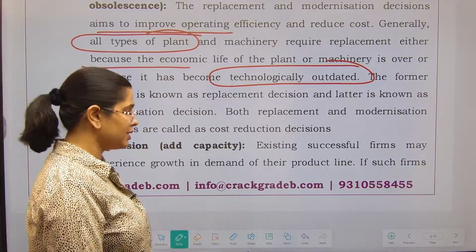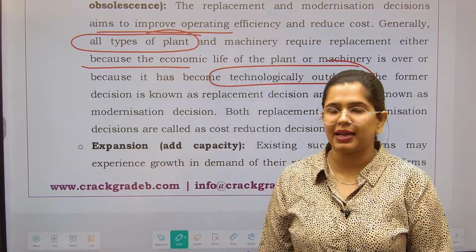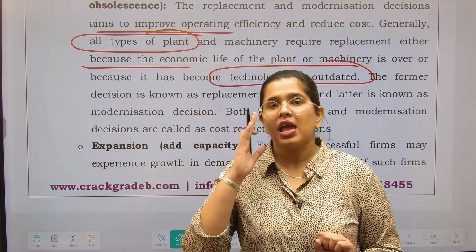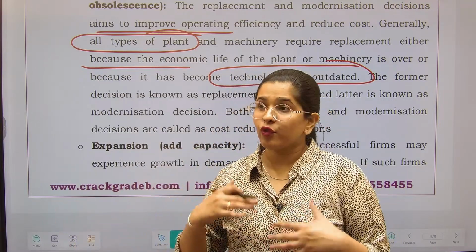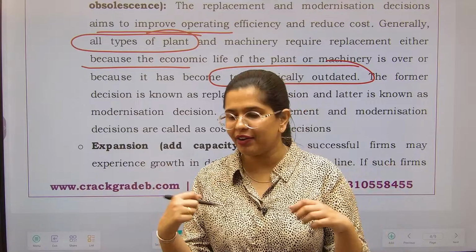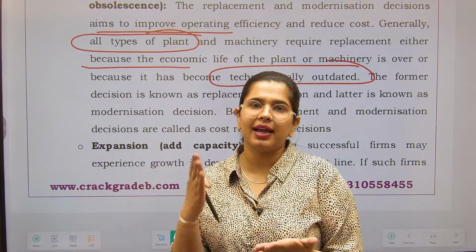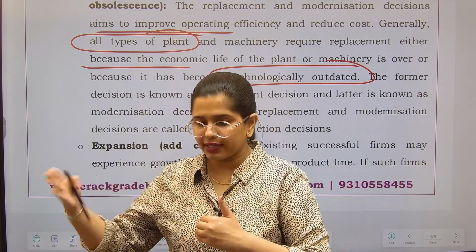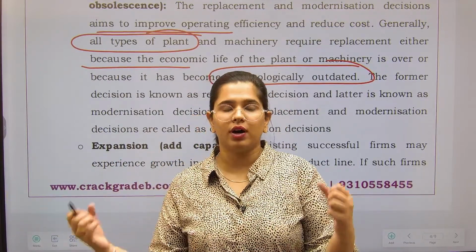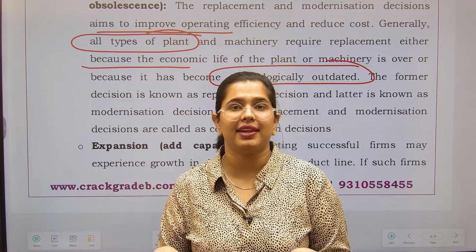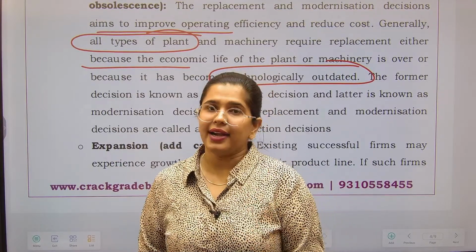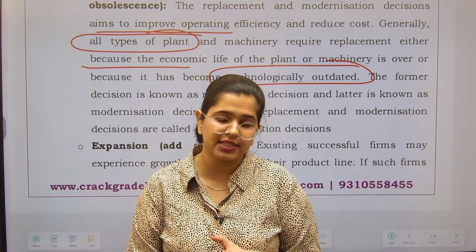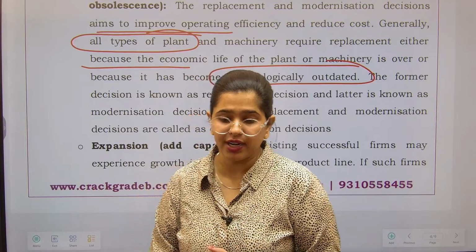Now next is expansion. Expansion means suppose I am already having a production capacity of 10,000 units, but I can enhance that. I want to enhance that because I have got more demand from the customers. I want to increase the capacity from 10,000 units to 20,000 units. Now for this expansion, I have to make a capital investment decision. So that is what your entity, already existing, might need to make: a replacement or modernization decision, or an expansion decision.